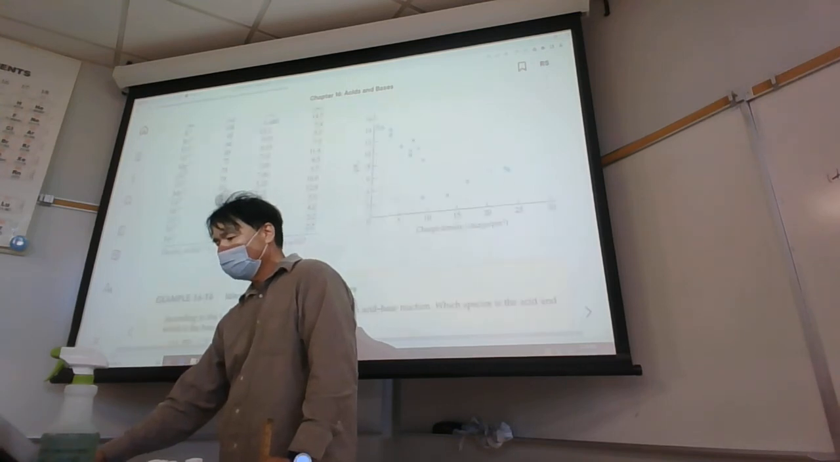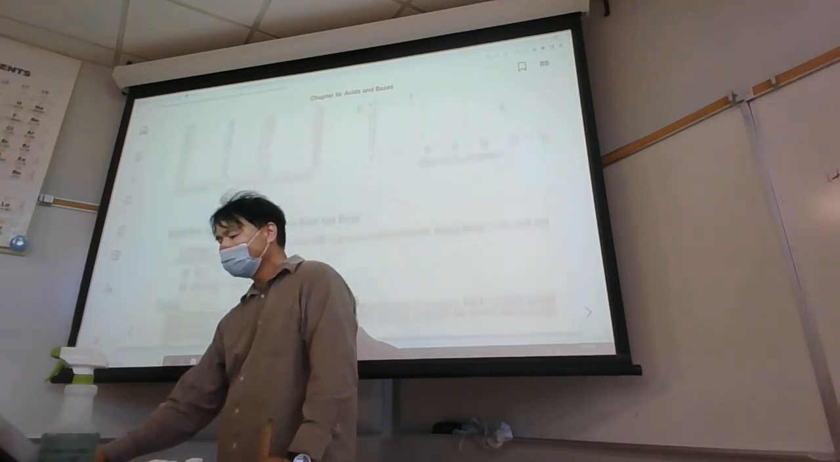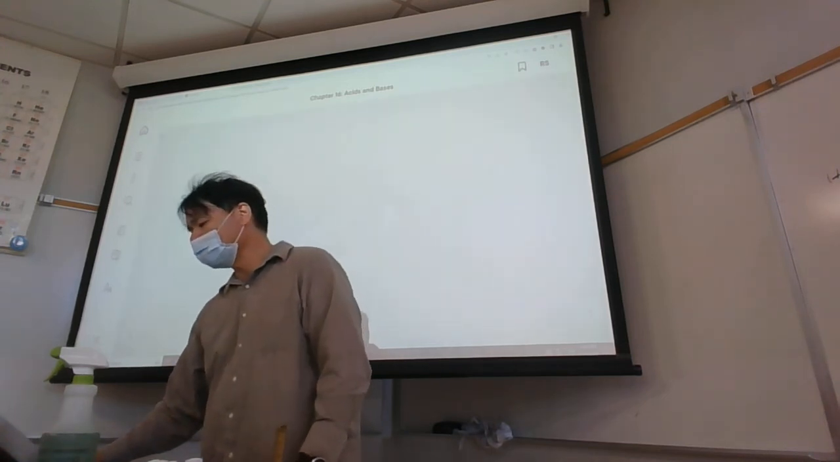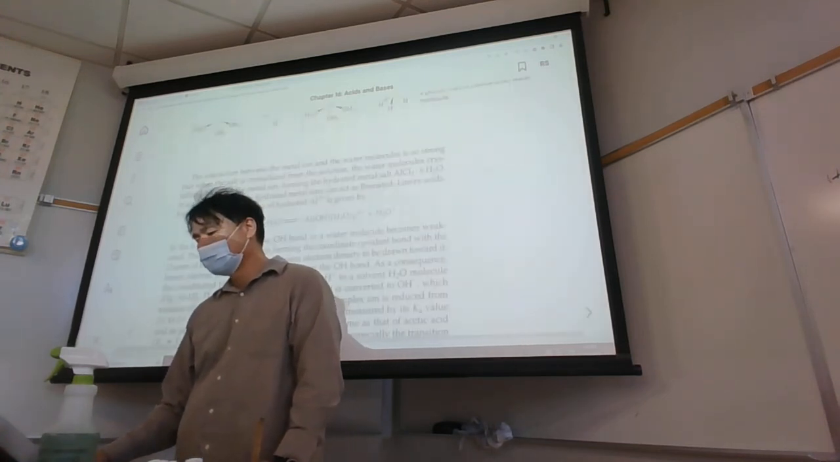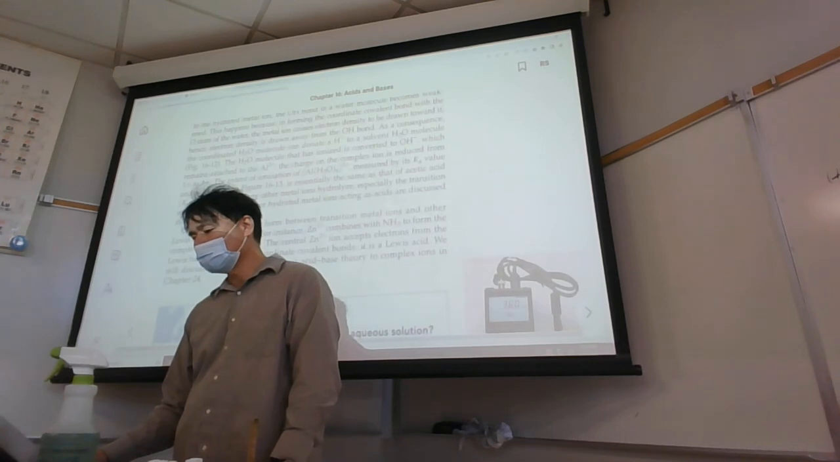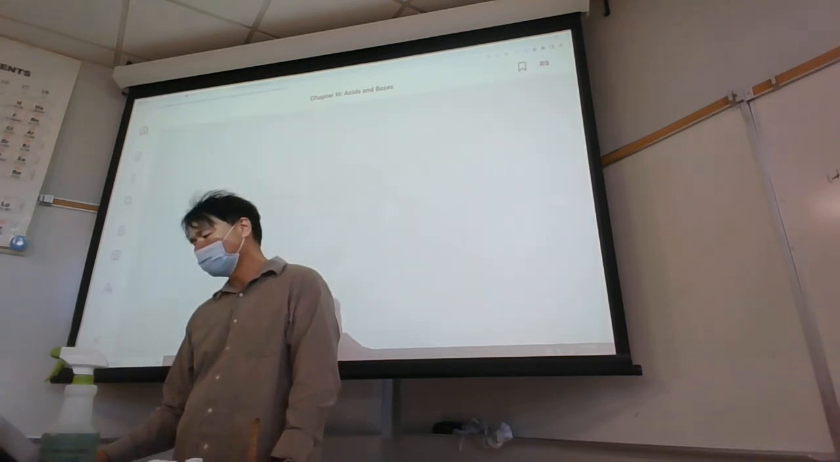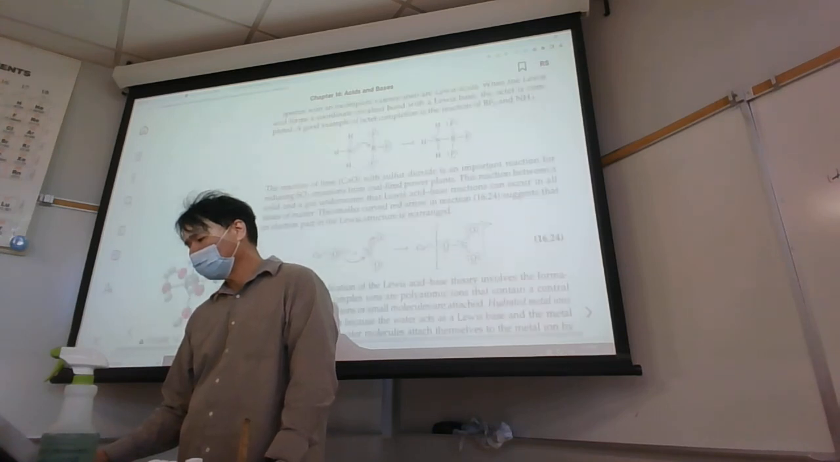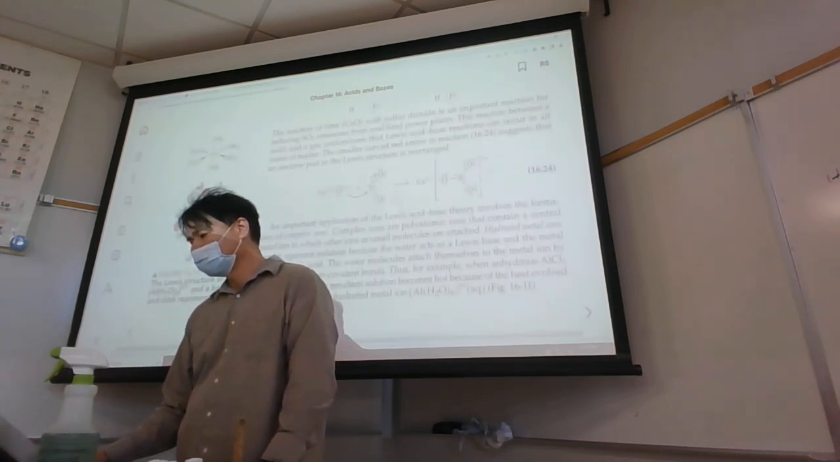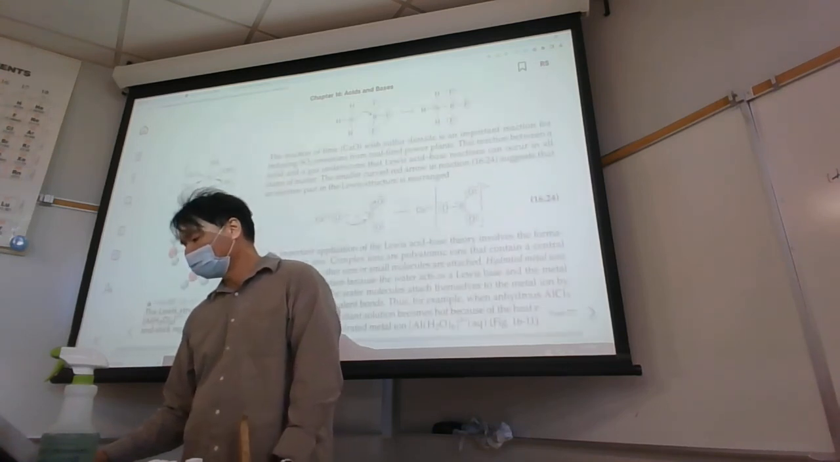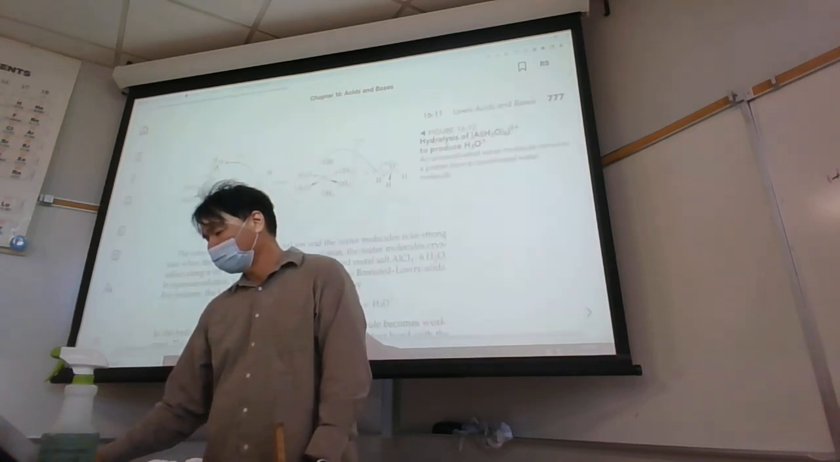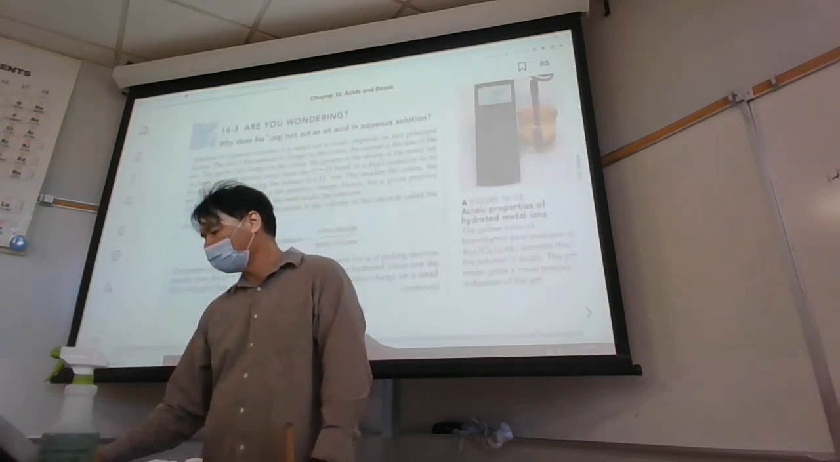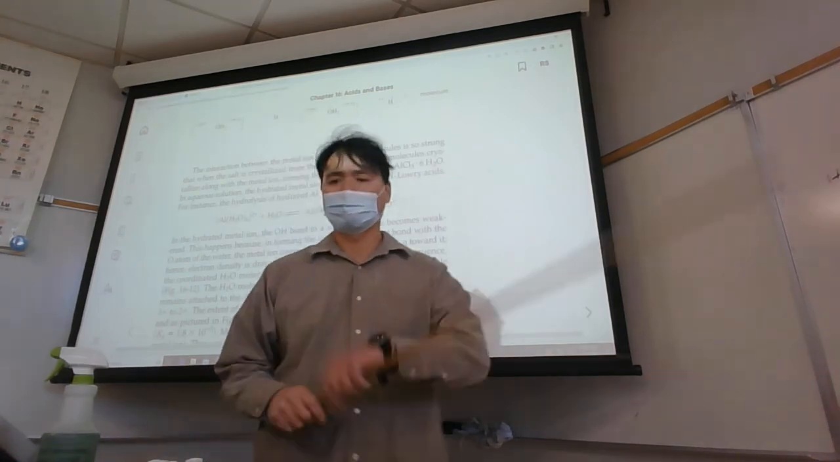Okay, now metal cations can act as Lewis acids in formations of complexes, but let's look at some other Lewis acid-base reactions, not in the context of formation of complexes. And so, just take a look here. Actually, I don't have it right here.